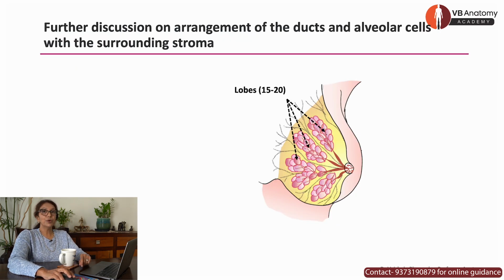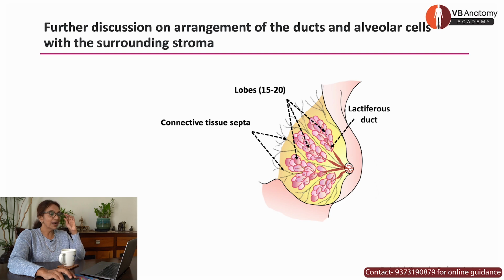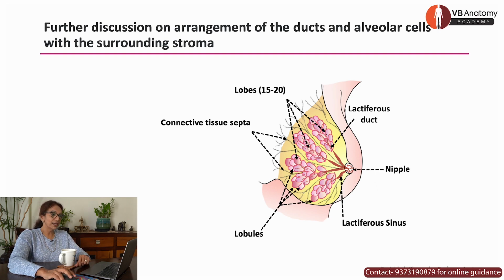Each gland is made up of lobes. There are about 15 to 20 lobes which are supported by surrounding connective tissue. These drain via lactiferous ducts through a dilatation just below the areola called the lactiferous sinus. They drain on the surface of the nipple. Each lobe is divided into lobules. This is the basic unit of the gland.